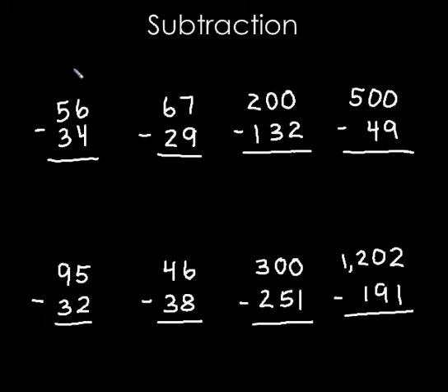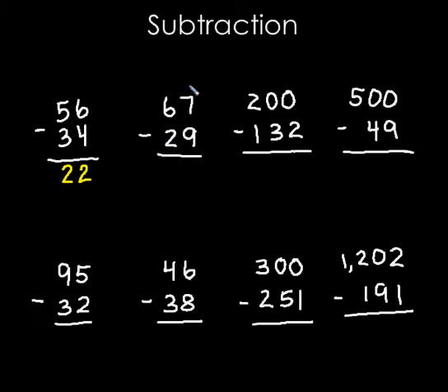Subtraction problems, like this one, are pretty easy. We start in the ones column, which is right here, and we do 6 minus 4 to get 2, and 5 minus 3 to get 2. 56 minus 34 is 22. That problem is a piece of cake.